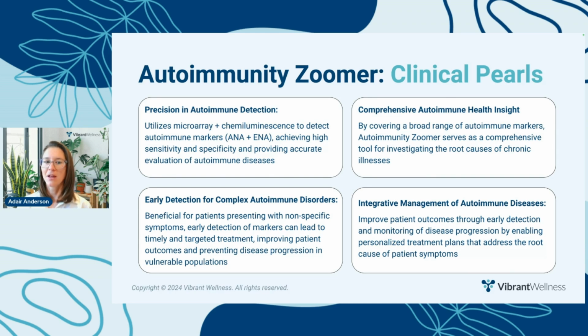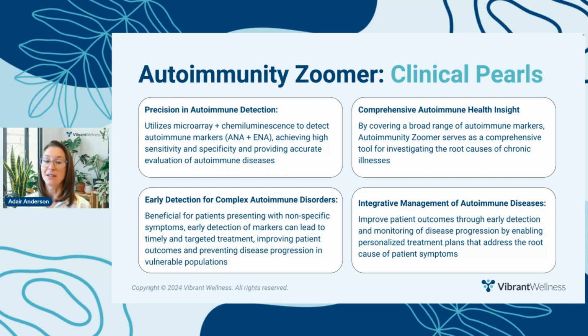Number three, comprehensive autoimmune health insight. By covering a broad range of autoimmune markers, including those for multiple sclerosis, Sjogren's syndrome, and lupus, Autoimmunity Zoomer serves as a comprehensive tool for investigating the root cause of chronic illnesses. This holistic approach allows healthcare providers to uncover underlying autoimmune responses that may contribute to systemic conditions, facilitating more effective and tailored interventions. And four, integrative management of autoimmune diseases.